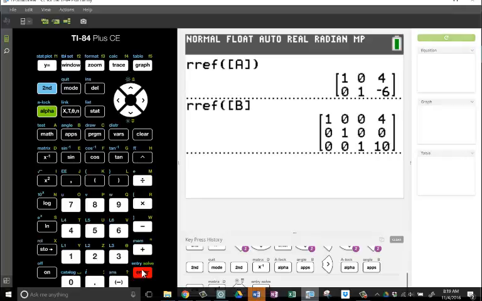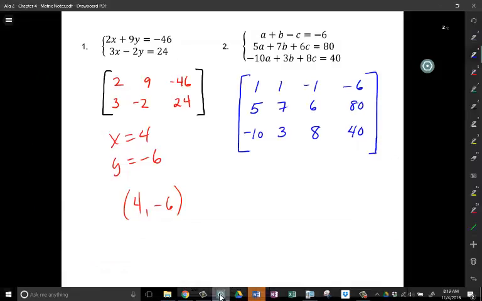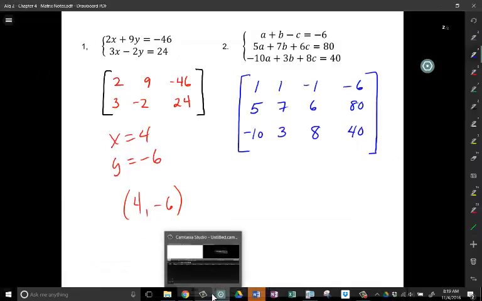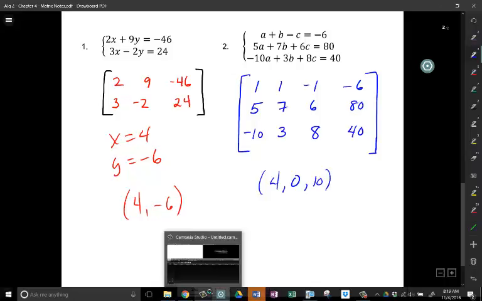And so what's my answer? 4, 0, 10. So pop back to draw board, and my answer is 4, 0. Was it positive 10 or negative 10? Positive 10. A little quicker than doing it by hand? Yes, ma'am. What did I do wrong?